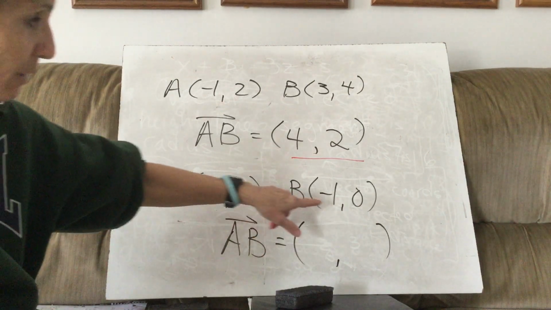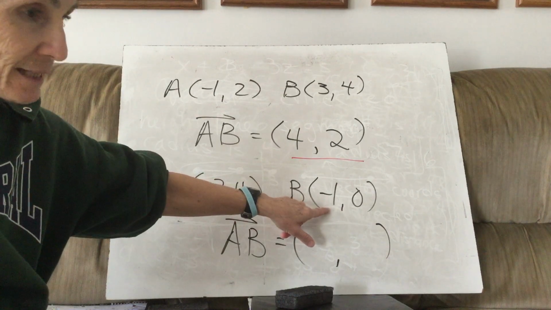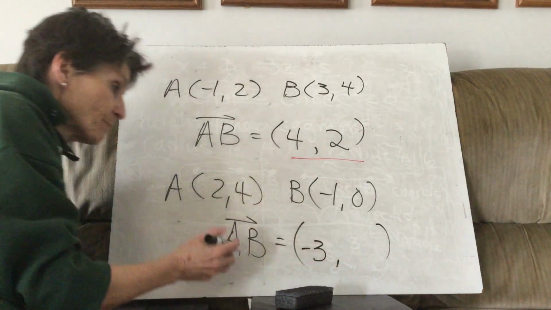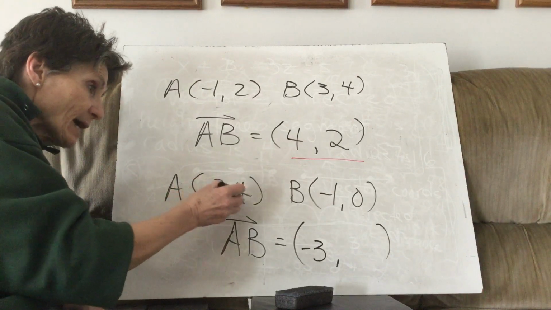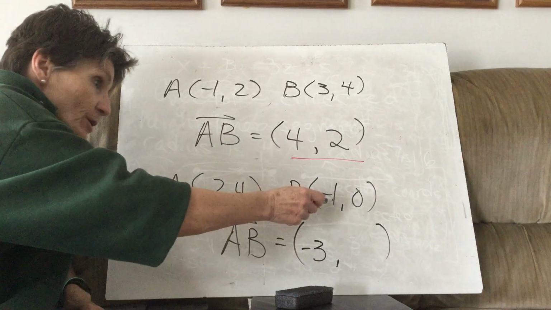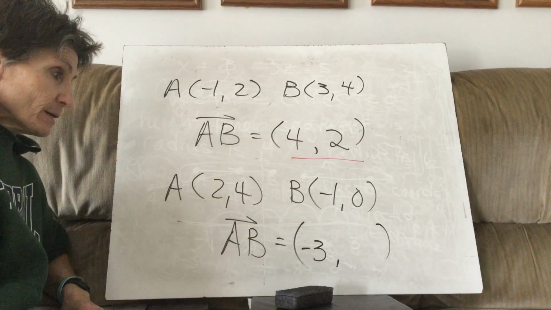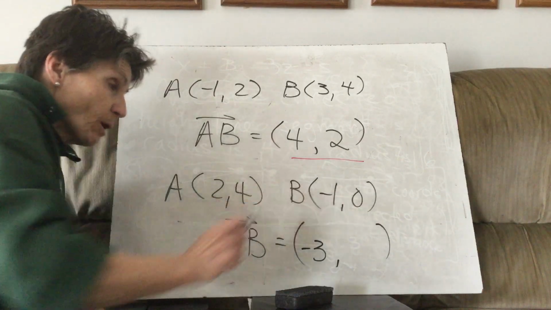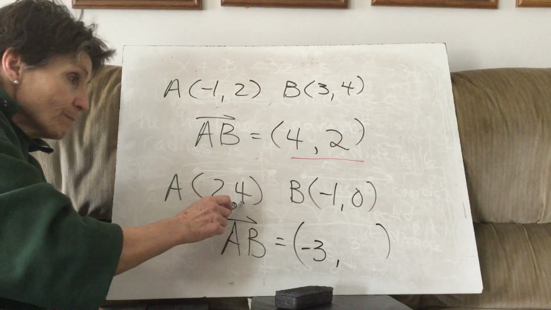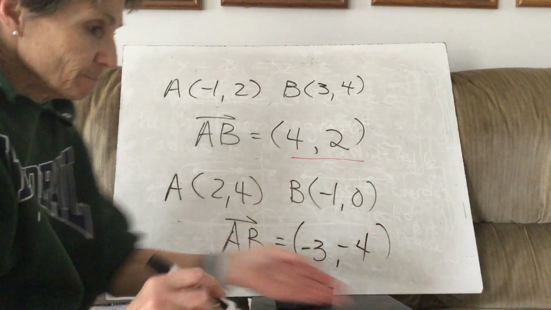Now look, this one's going backwards. 2 back to -1, so that would be -3. We start at 2, we have to count backwards all the way to -1. Or, if you prefer, you can do -1 minus 2. That will give you -3. How about 4 to 0? We're starting at 4, ending at 0, so we have backed up 4.